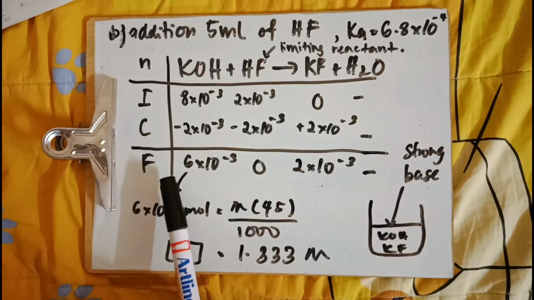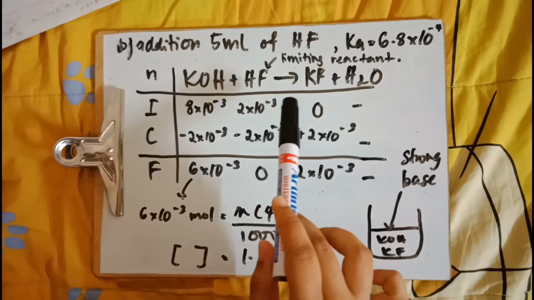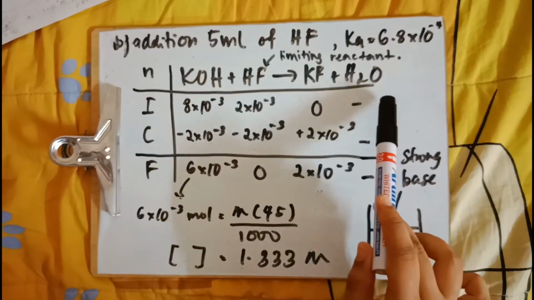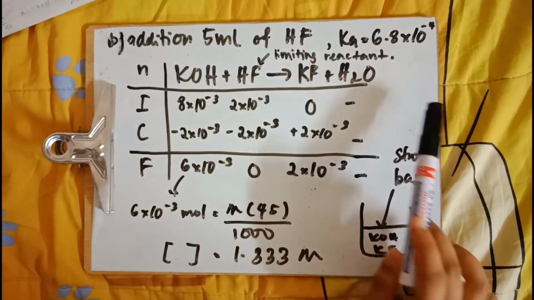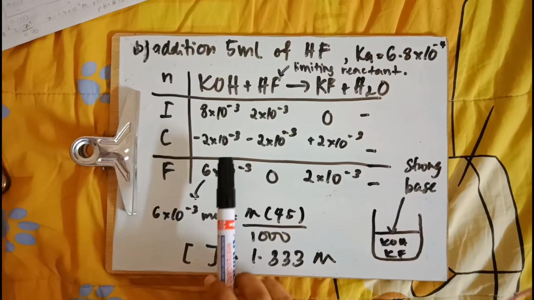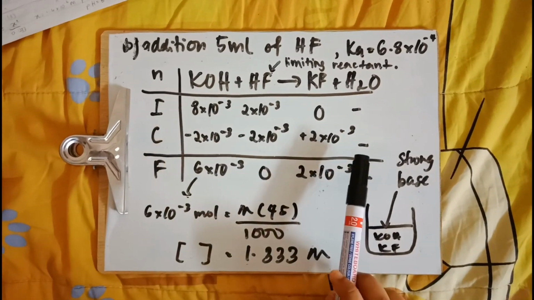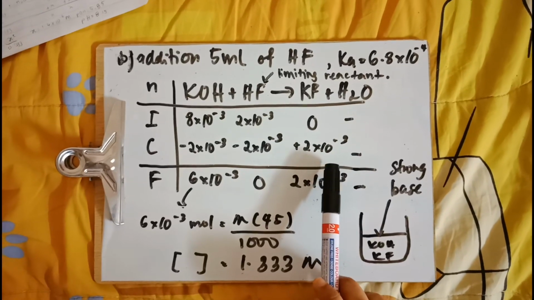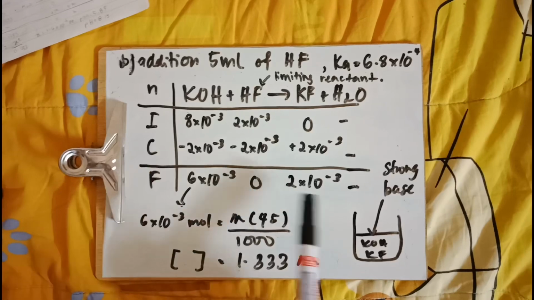So by using the neutralization equation, you will get KOH reacting with HF, with the products KF plus H2O. So when we see these moles, we can see that HF is the limiting reactant. So at the change side, the reactant will minus 2 × 10^-3, and at the product side we plus 2 × 10^-3. So we get the finals like this.